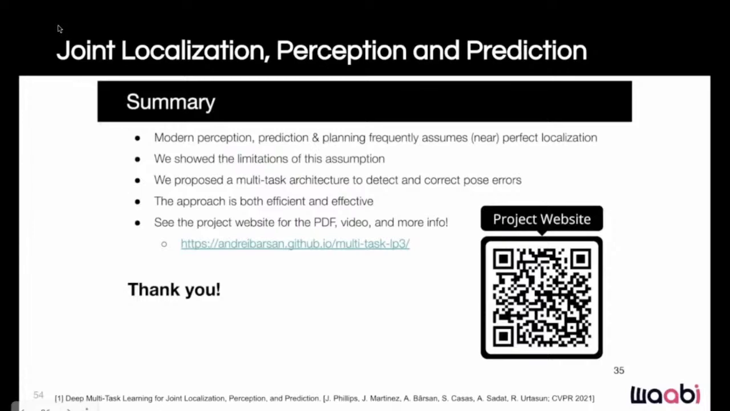To wrap things up, we show that incorrect localization can have a significant impact on modern autonomous vehicle perception and motion planning. We then proposed a multitask architecture to allow perception systems to detect and correct localization errors, demonstrating its effectiveness on a large-scale dataset. Please refer to our project website for additional information.